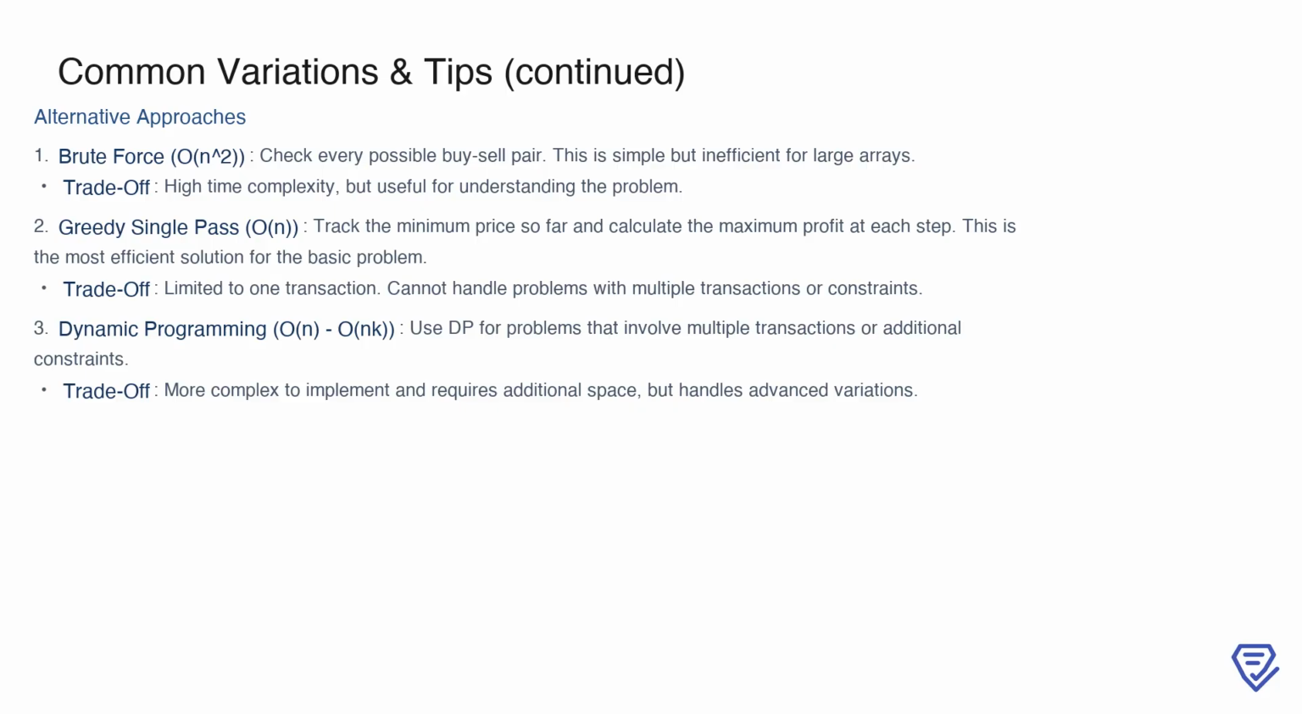For more advanced variations, like handling multiple transactions or other constraints, dynamic programming is the preferred approach. Although it introduces additional complexity and space requirements, dynamic programming can handle problems with multiple transactions or specific rules, such as cooldown periods or transaction limits. Choosing the right approach depends on the specific problem requirements and constraints you're dealing with.